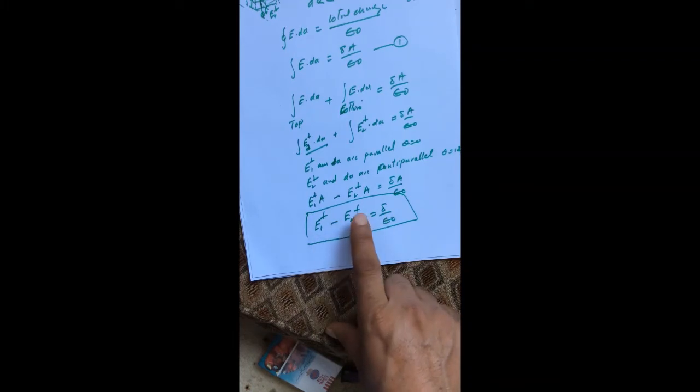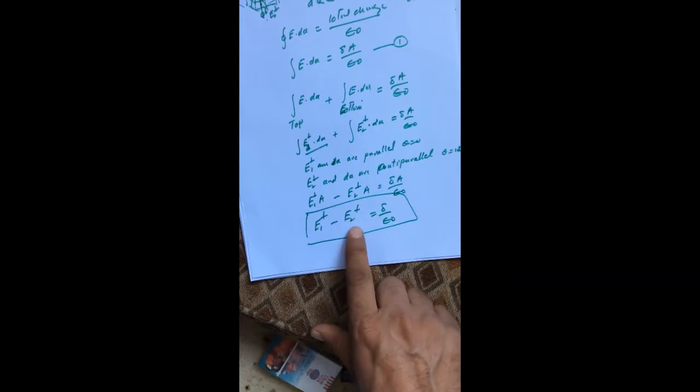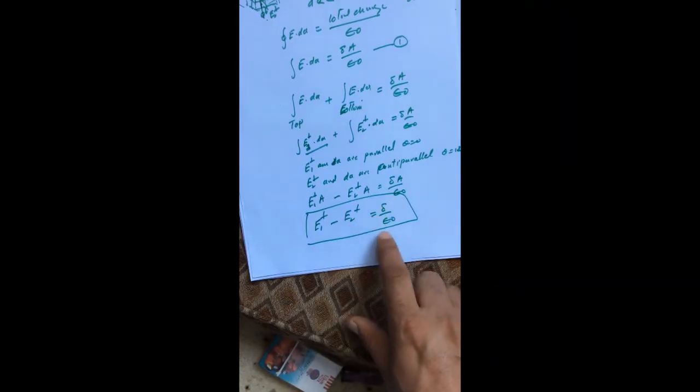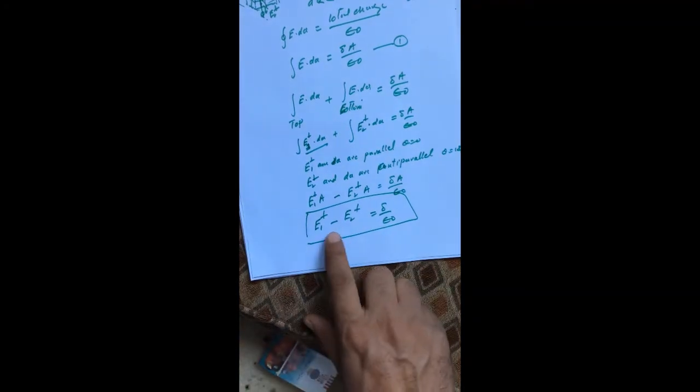So once we introduce a surface in between 2 points, then the electric field across this surface becomes discontinuous, and the discontinuity is by a factor which is sigma divided by epsilon naught. Now we already checked the discontinuity of the normal component of electric field. Now we have to check the discontinuity of the parallel component of electric field.